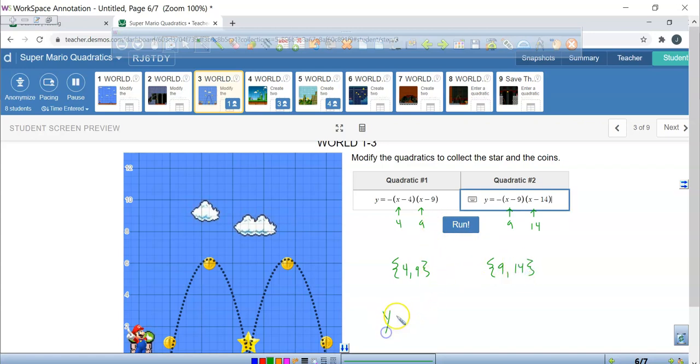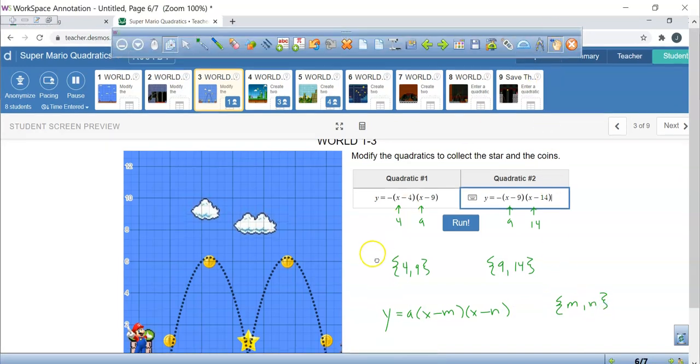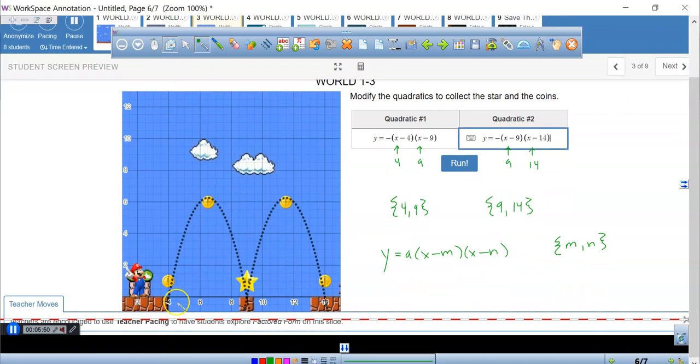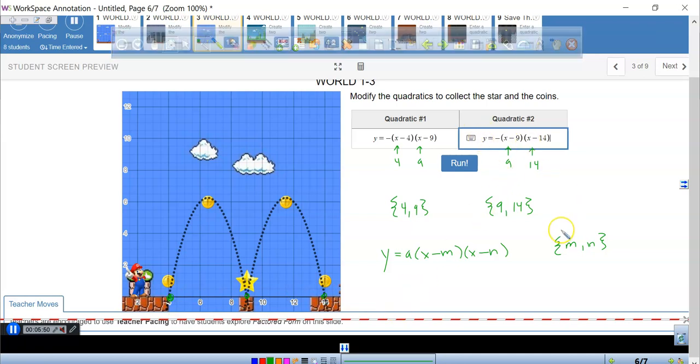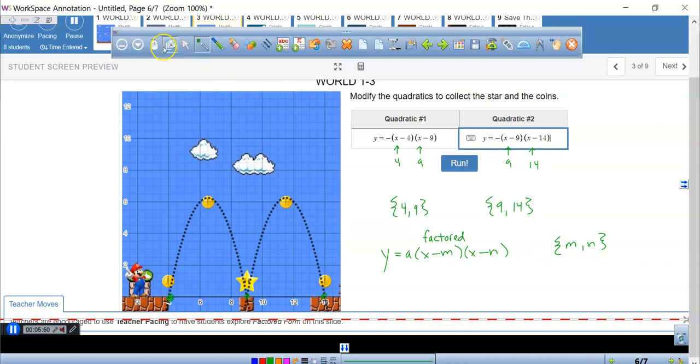So factored form sometimes is written like this, where m and n are solutions wherever the parabola hits the x-axis. So you can kind of see where they are right here. There's the -4, there's the -9, there's the 14. So that's how you can manipulate factored form. I'll spell it for you. There we go.